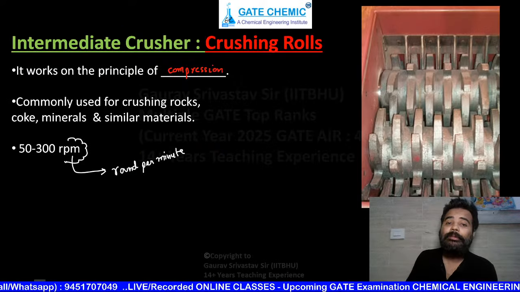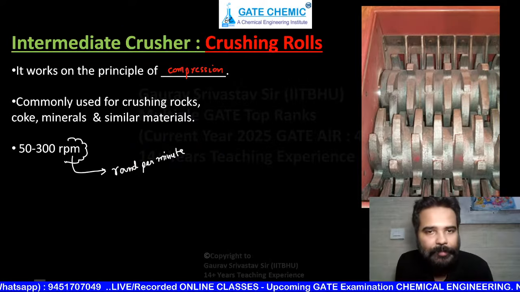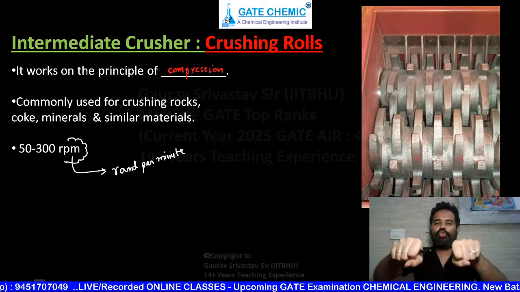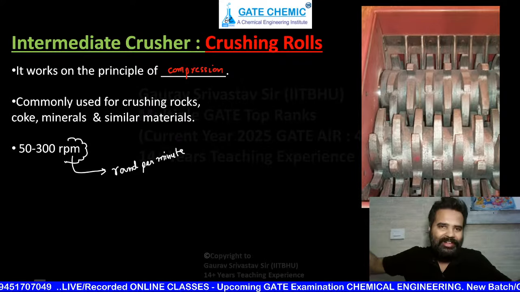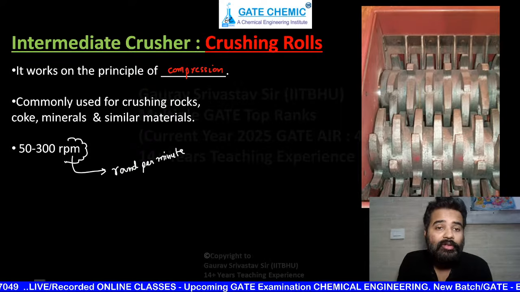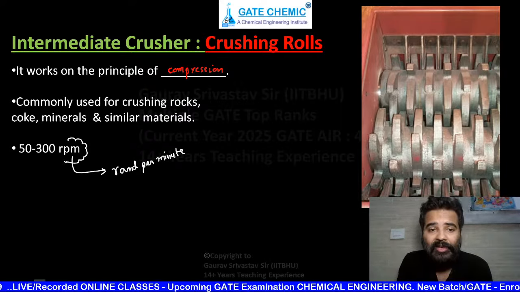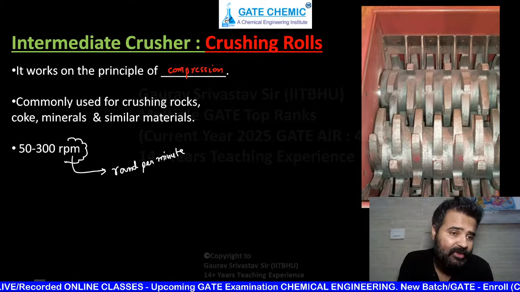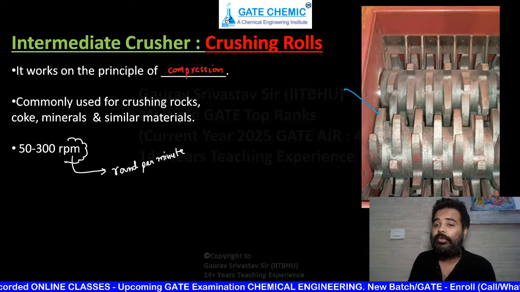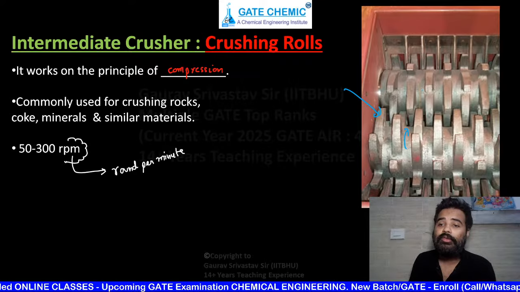Next, beta, intermediate crushers, that is crushing rolls. Crushing rolls also work on the principle of compression. There can be 2 rolls, 3 rolls, 4 rolls, any number of rolls, mostly up to 4. Commonly used for crushing rocks, coke, minerals or similar type of material. Speed is 50 to 300 rounds per minute. You can see this is tooth type, both are rotating towards each other.